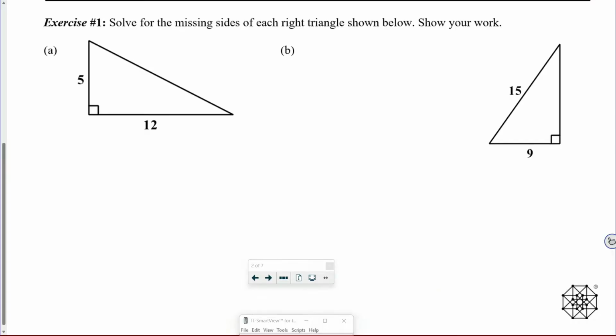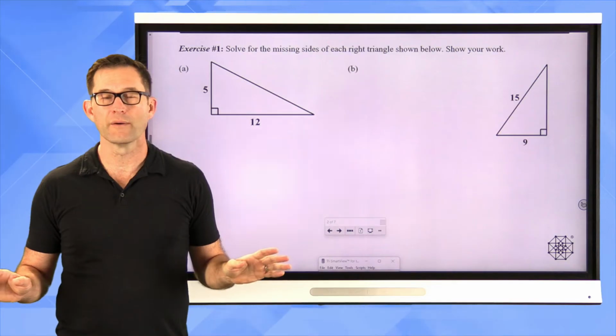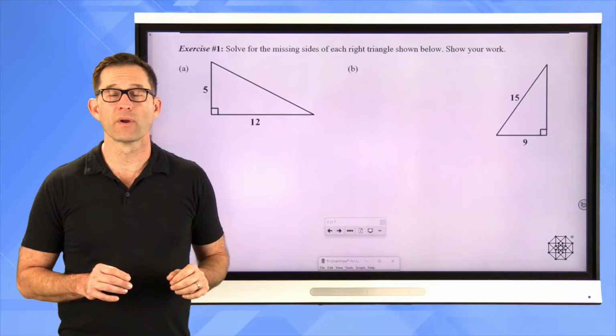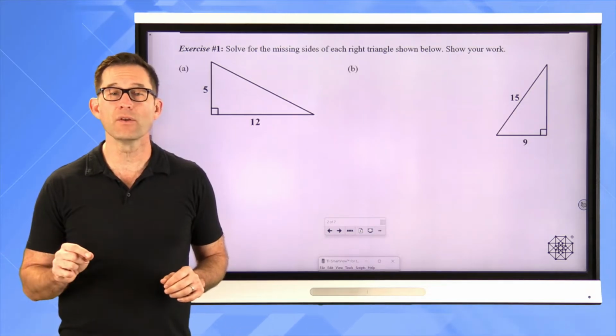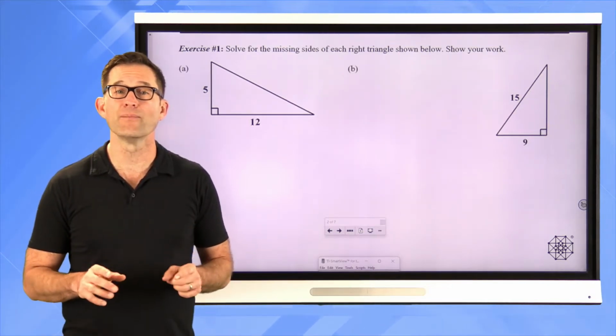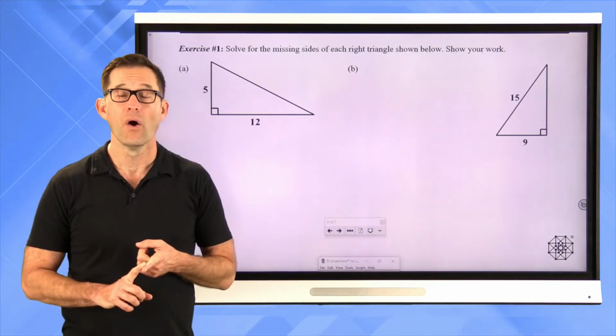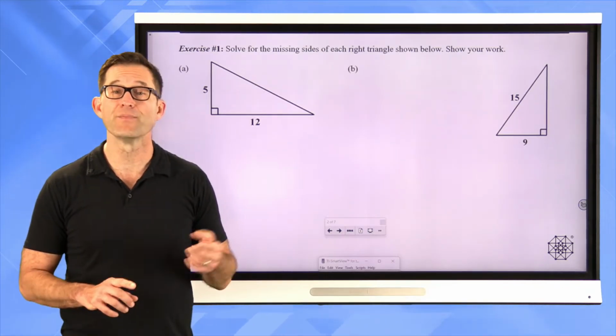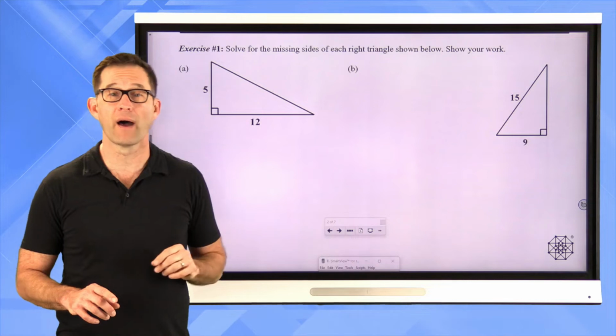Solve for the missing sides of each right triangle shown below. Show your work. When you use the Pythagorean Theorem, the first thing you have to do is decide whether you're solving for a missing leg or solving for the hypotenuse. In letter A, we're solving for the hypotenuse.